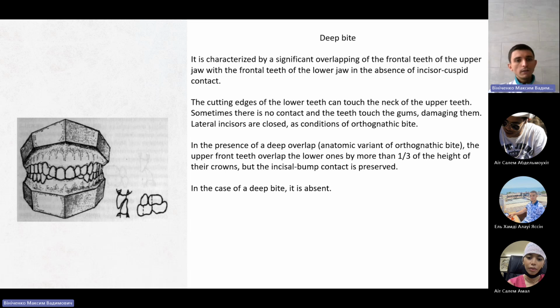So if the patient has a deep bite, you can see that we don't see the lower incisors. Patients with a deep bite often have problems with the TMJ, the temporomandibular joint. So here is the deep bite.